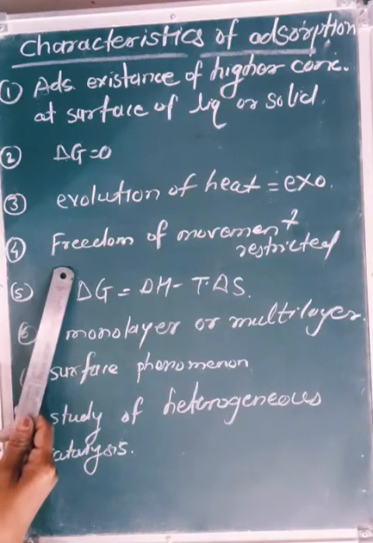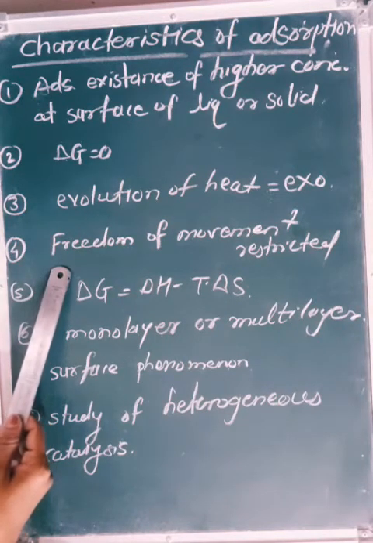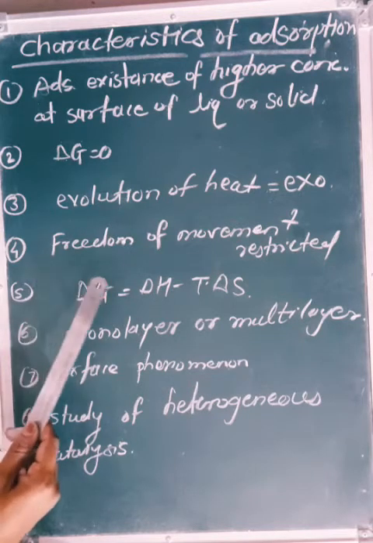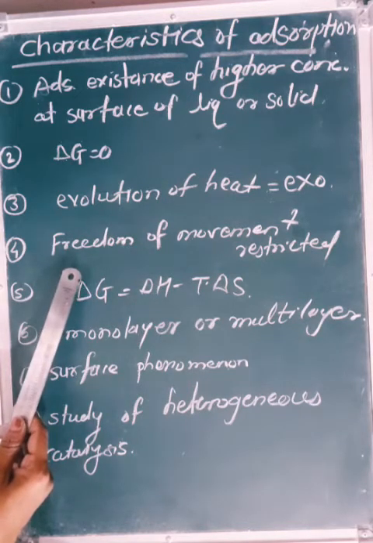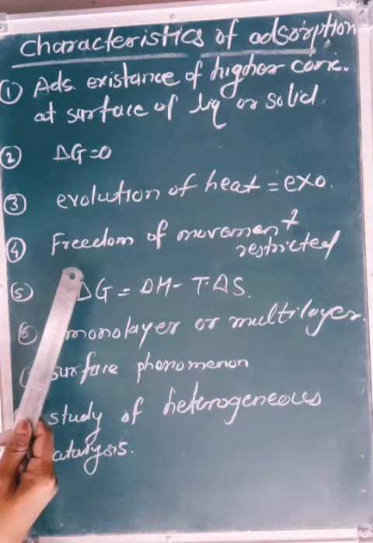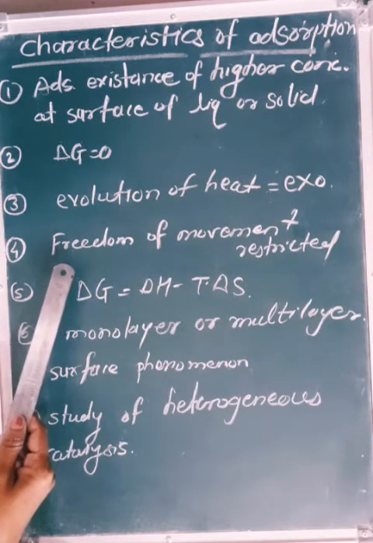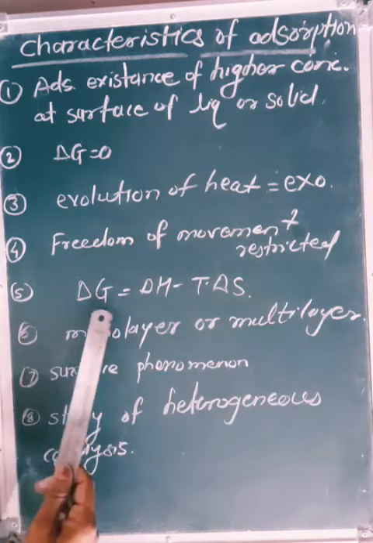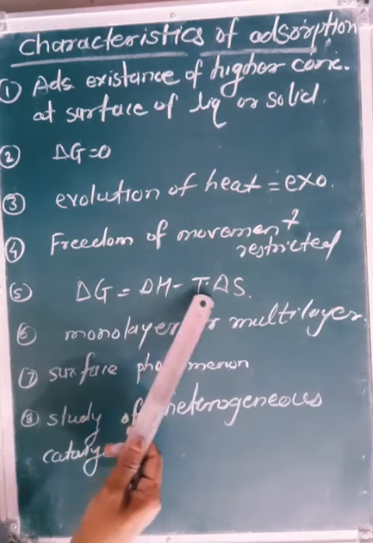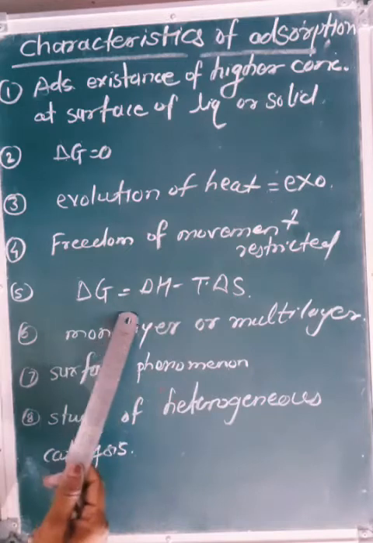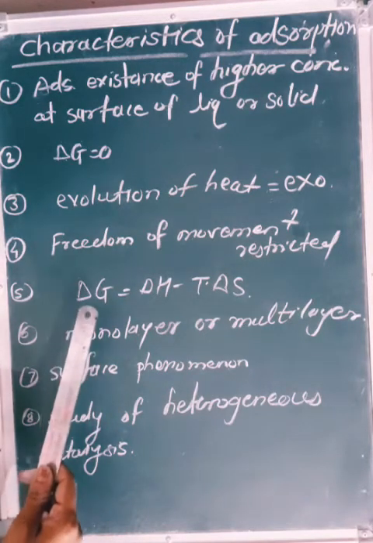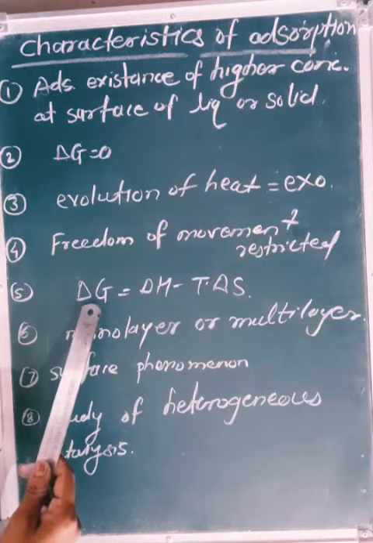Number 4, when a gas is adsorbed, the freedom of movement of a molecule becomes restricted. Of course, if hydrogen gas is adsorbed on the platinum surface, the freedom of the hydrogen gas is restricted. Number 5, delta G is equal to delta H minus T into delta S. It is the equation of free energy, and the Gibbs energy should be negative for the spontaneous process.